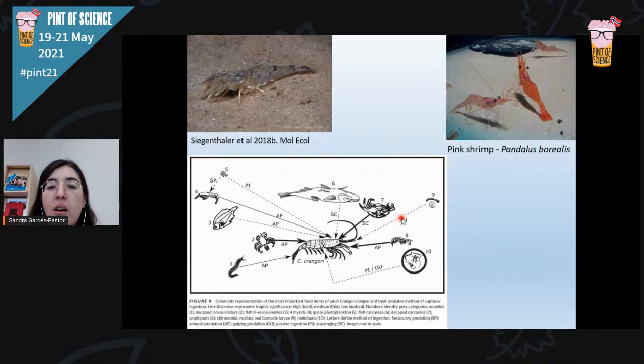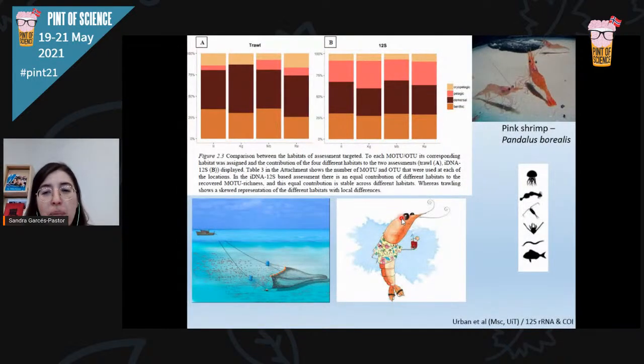Not only this, if we change to another kind of shrimp, the pink shrimp, it's closer to here, to Tromsø. They did a similar study using the gut contents of this shrimp, and they also wanted to compare it with the traditional survey where they used trawl nets at the bottom of the sea. And here you can see the two kinds of results that they found.